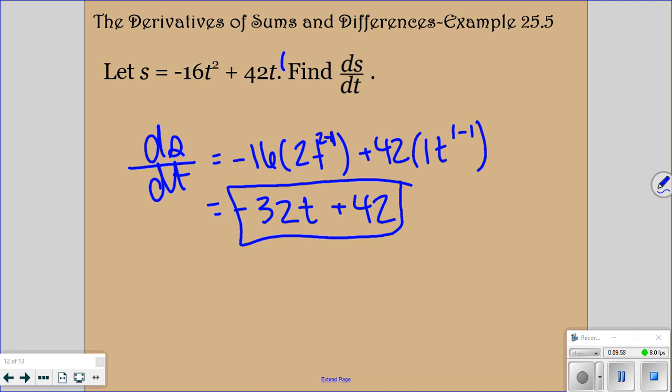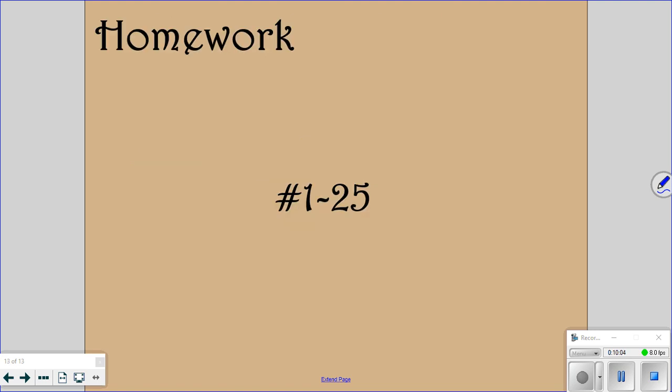So that's how you take derivatives of sums and differences. On your homework, you're going to have several that are going to practice going over those, so make sure that you really work to make sure you understand how to do them.